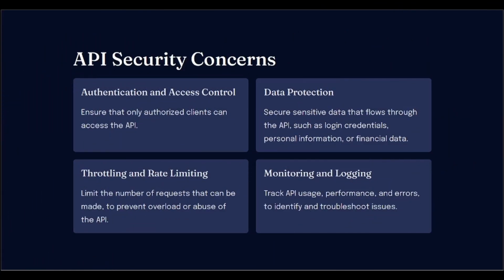API security concerns. Authentication and access control. Ensure that only authorized clients can access the API. Data protection. Secure sensitive data that flows through the API, such as login credentials, personal information, or financial data. Throttling and rate limiting. Limiting the number of requests that can be made to prevent overload or abuse of the API. Monitoring and logging. Track API usage, performance, and errors to identify and troubleshoot issues.